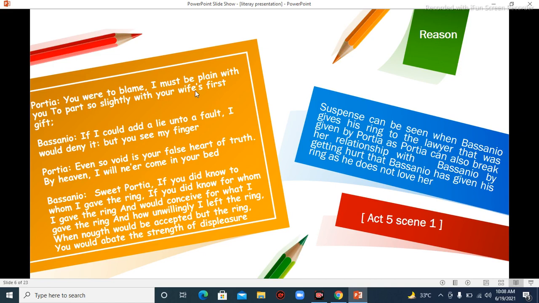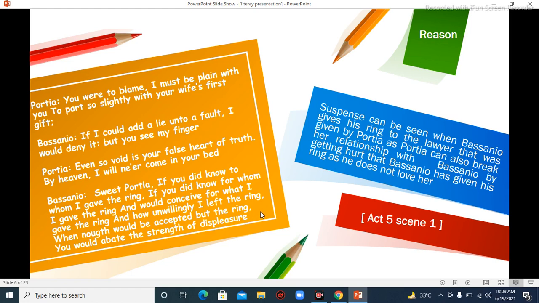Here is a reference given. Portia says, "You were to blame. I must be plain with you, so slightly to part with your wife's first gift." Bassanio replies, "Sweet Portia, if you knew to whom I gave the ring, and how unwillingly I left the ring, when nought would be accepted but the ring, you would abate the strength of your displeasure."